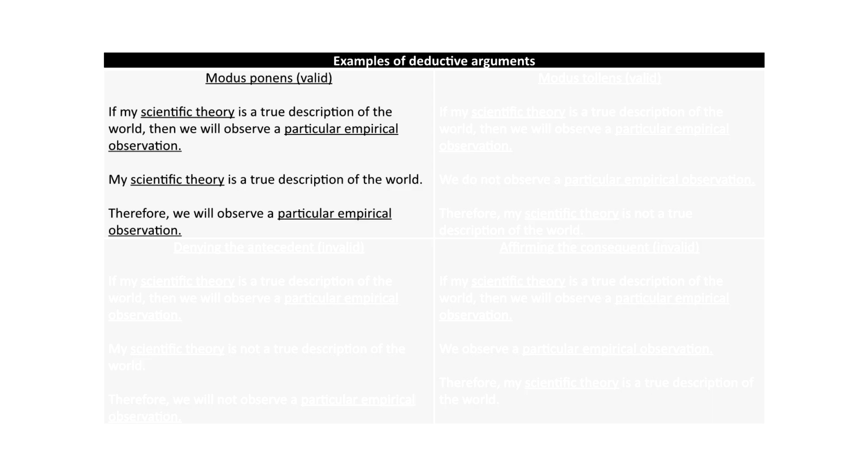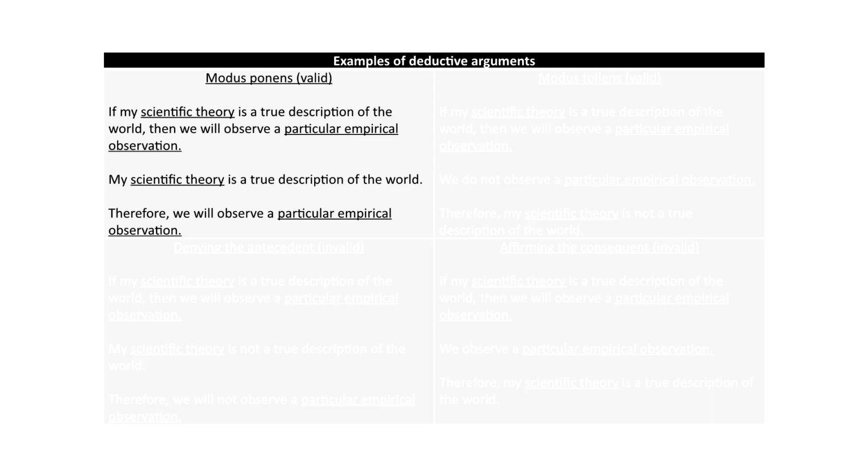So, with modus ponens, the structure is as follows, and we'll use the example of a scientific theory here within our arguments. If my scientific theory is a true description of the world, then we will observe a particular empirical observation. My scientific theory is a true description of the world, therefore we will observe a particular empirical observation. In this argument, we're stating a premise as to the truth of the scientific theory.